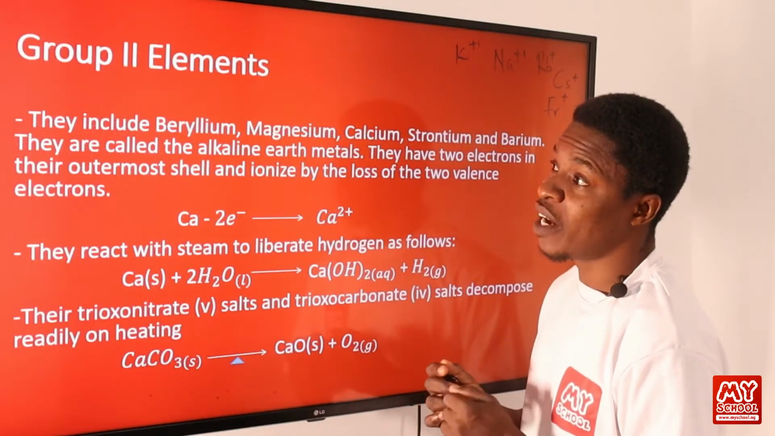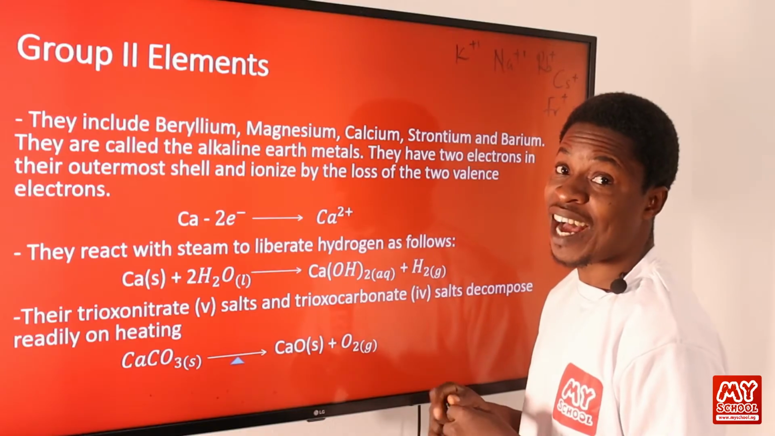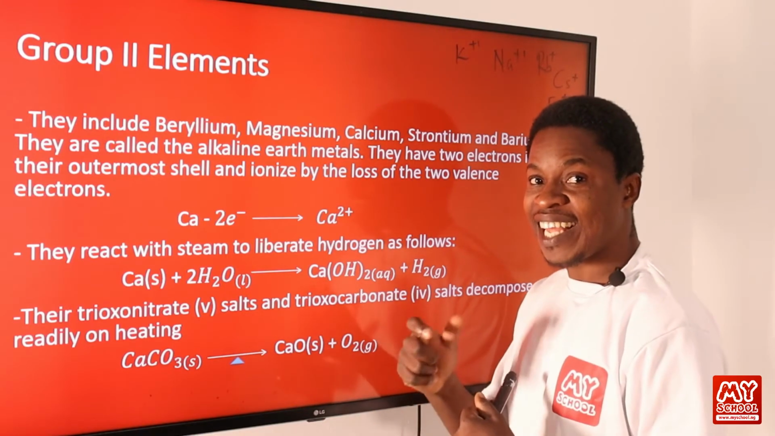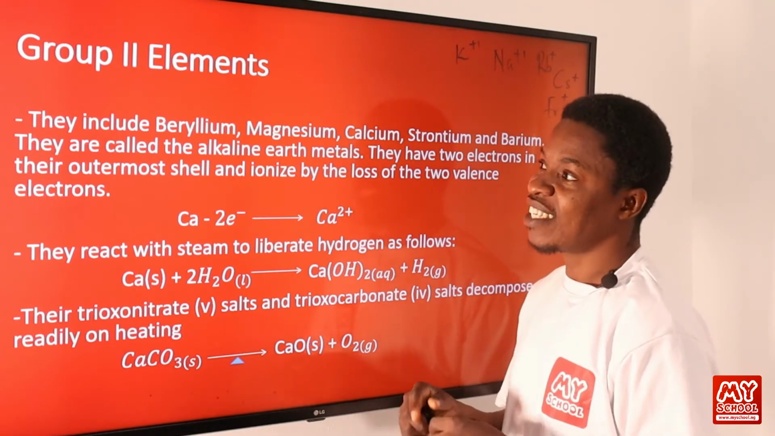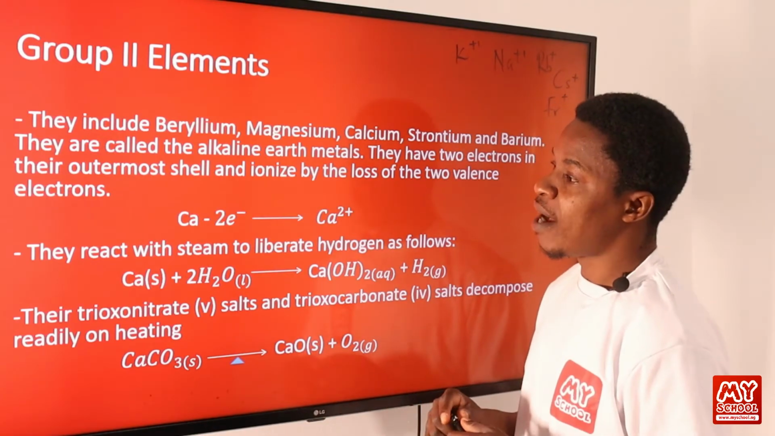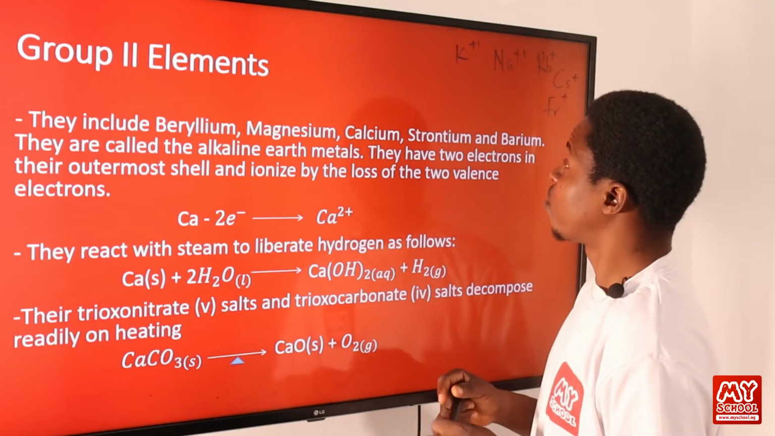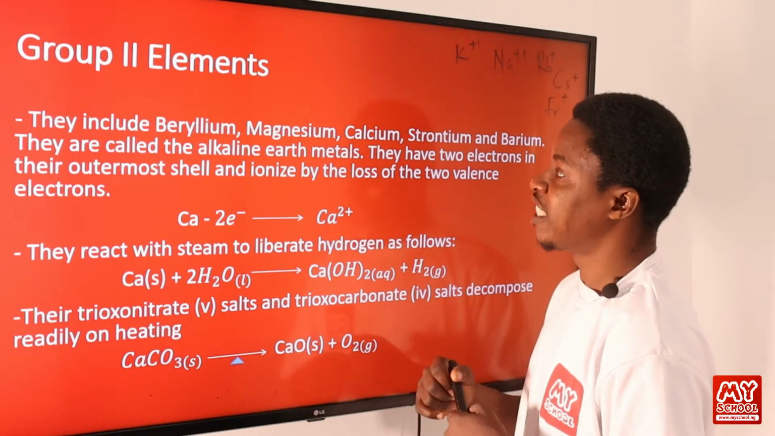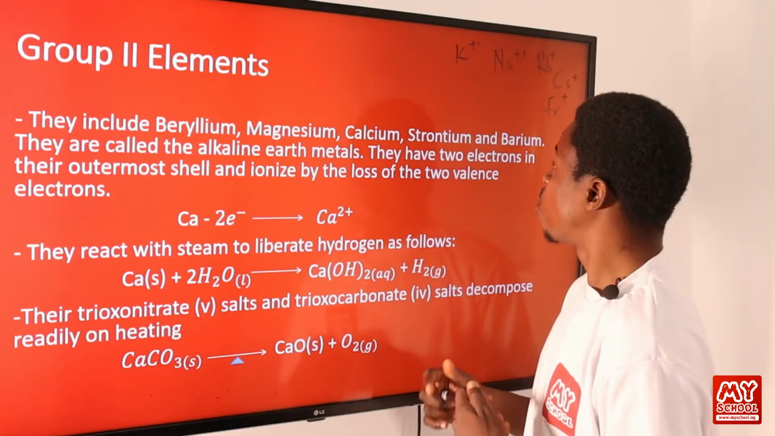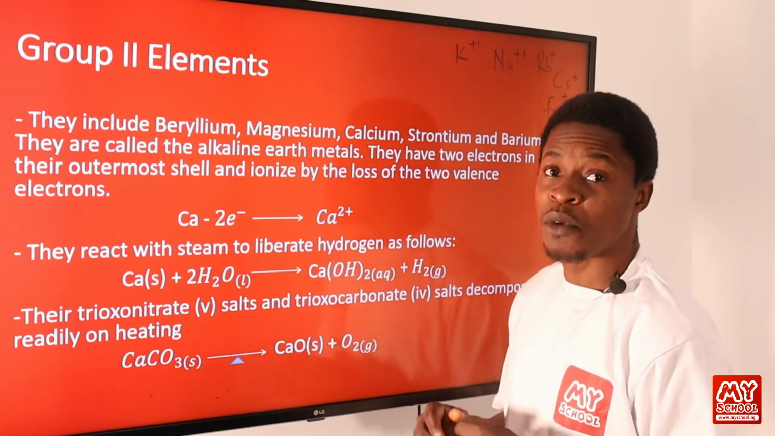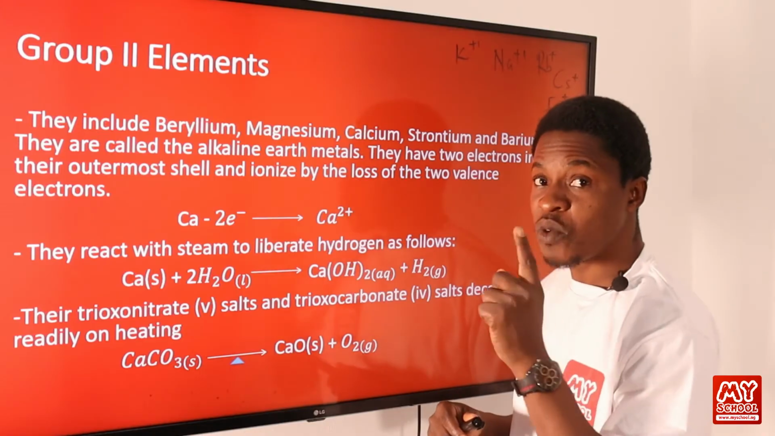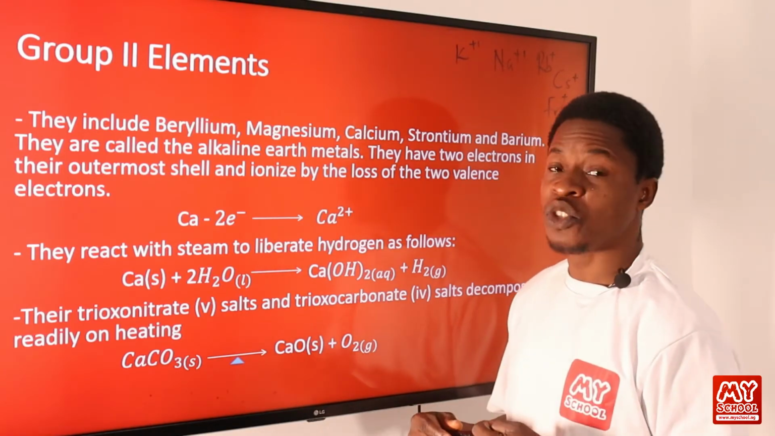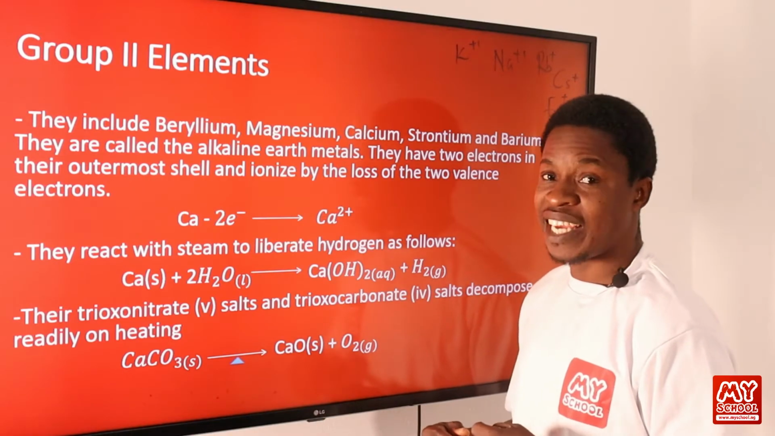We're looking at the group 2 elements now. Group 2 elements are called the alkaline earth metals. They include beryllium, magnesium, calcium, strontium, and barium. They are called the alkaline earth metals because they have 2 electrons in their outermost shell, and they are ionized by the loss of the 2 valence electrons.